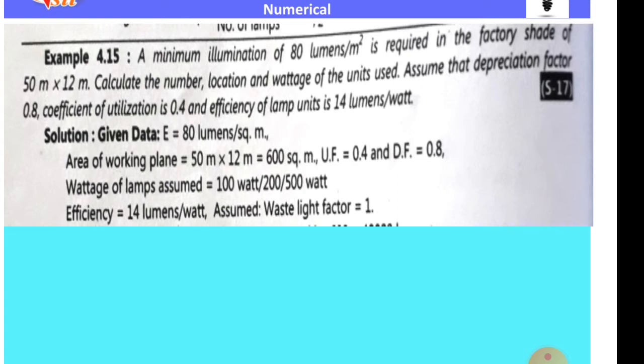So here the given data is 80 lumens per square meter, that is the illumination required on the working plane. Area is 50 meter by 12 meter, the total area is 600 square meter. Utilization factor is 0.4 and the depreciation factor is 0.8. Wattage of lamps assumed is 100 watt, 200 watt and 500 watt. Efficiency is 14 lumens per watt. Best light factor is 1.